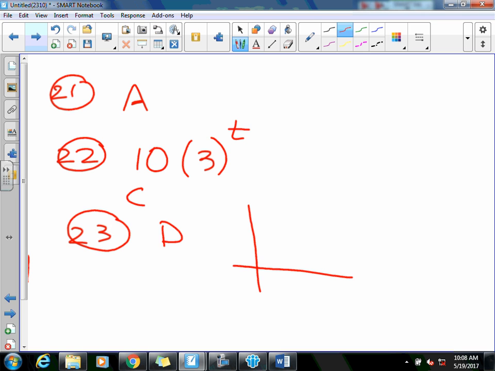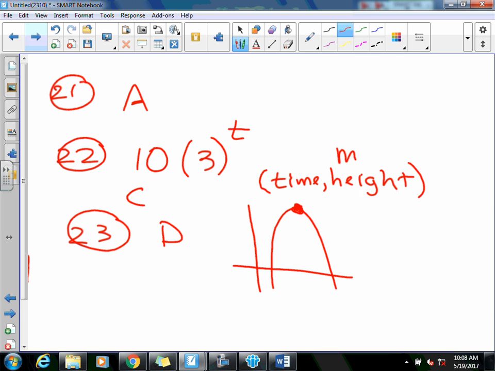So when you are looking at a real life situation where you have something going up into the air and coming back down, you have this vertex, and this is always time and height. So the vertex, this could be the max or min height, depending on if it's open upward or downward. But the vertex gives you time and the amount of time it took to reach the maximum height. And so that would be for number 23, that would be D.